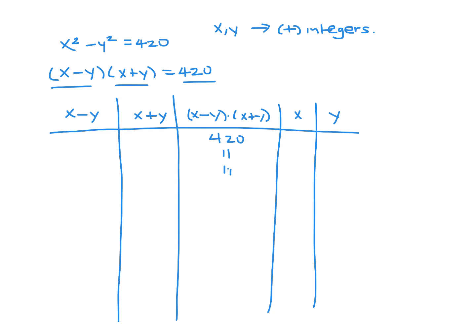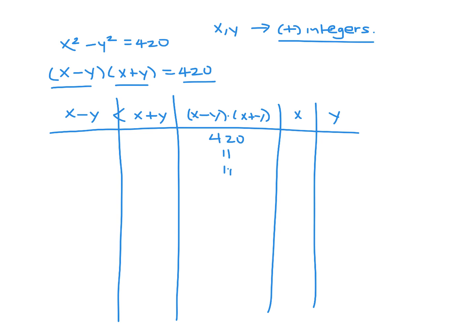Okay, so because they're all integers, this is going to be greater than. I just want to put that symbol in to ensure that you know that x plus y has to be greater than x minus y, since x and y are positive integers. All right, so now what we can deduce is what two numbers multiplied together give 420.